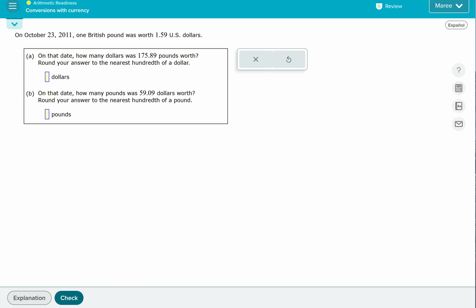So what you want to do is start by writing the original conversion that they give you. So they say 1 British pound, so 1 pound was worth $1.59 in US dollars. So now we want to know how many dollars 175 and 89 hundredths pounds was worth.